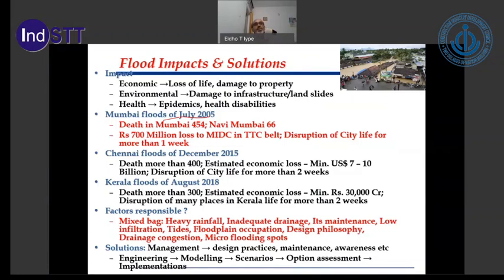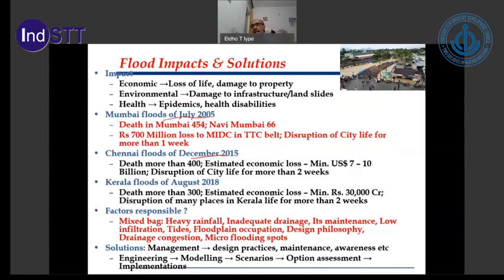And, for example, if you look into the Chennai floods in December 2015, more than 400 people died. There was an estimated loss of more than $7 billion. And for more than 2 weeks, there was disruption in the city.